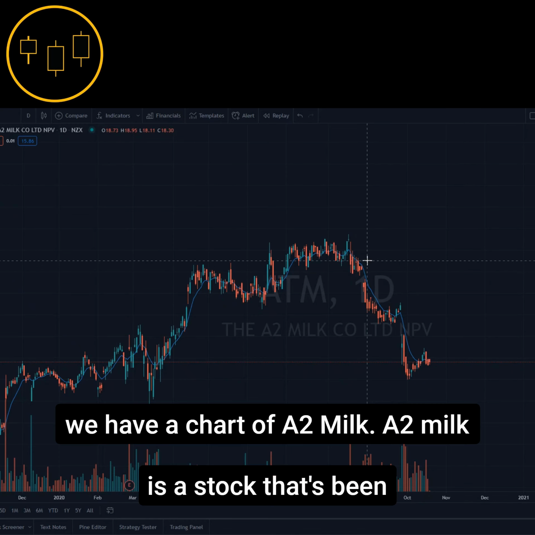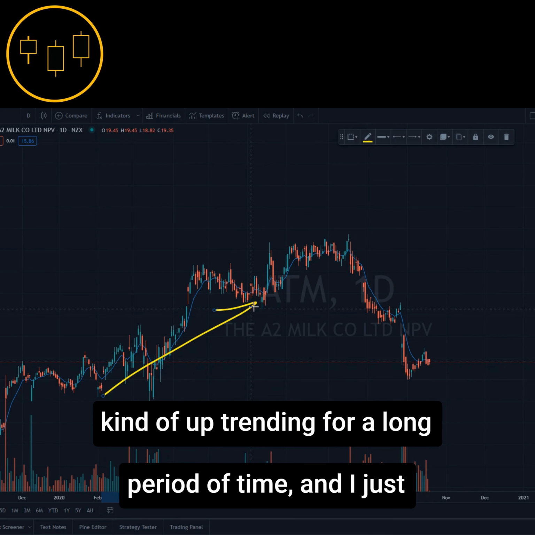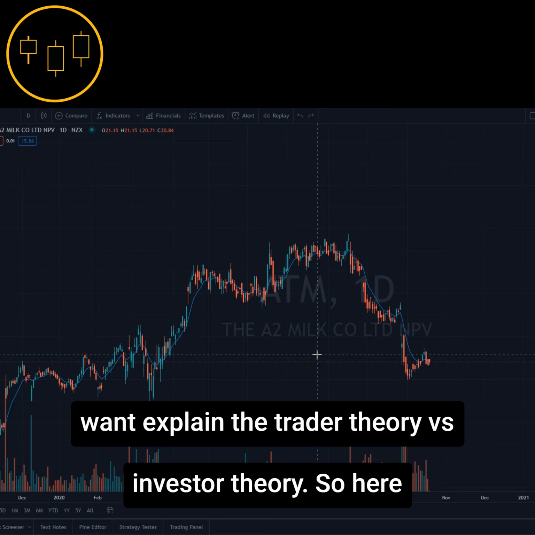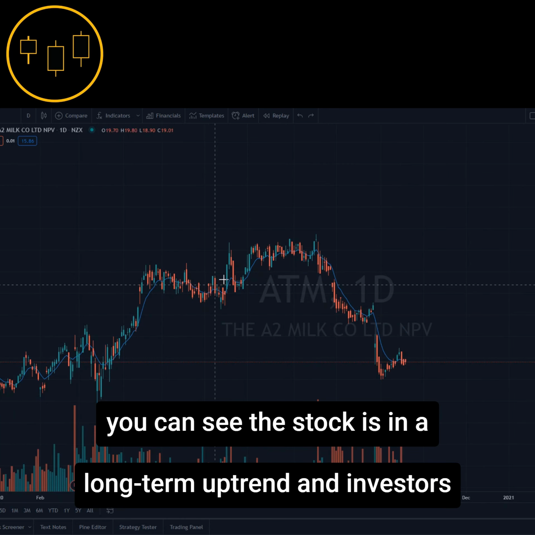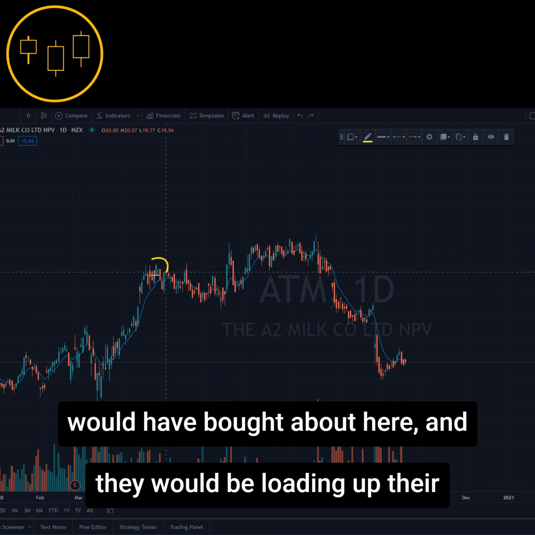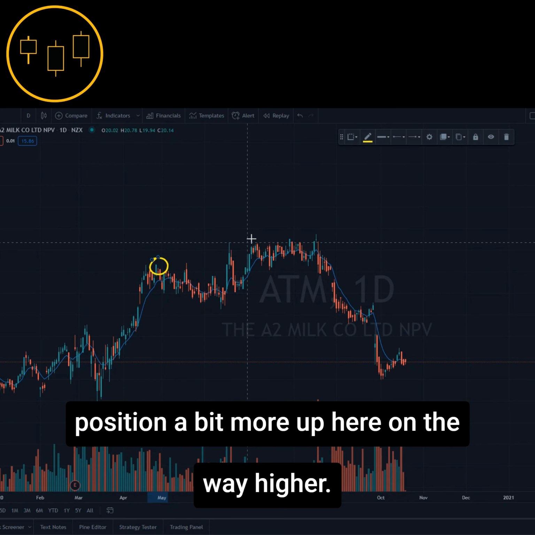So in front of me here, we have a chart of A2 Milk. A2 Milk is a stock that's been kind of uptrending for a long period of time. And I just want to explain the trader's theory versus an investor's theory. So here, as you can see, the stock's in a long-term uptrend and investors would have bought about here and they would have been loading up their position a bit more up here on the way higher.